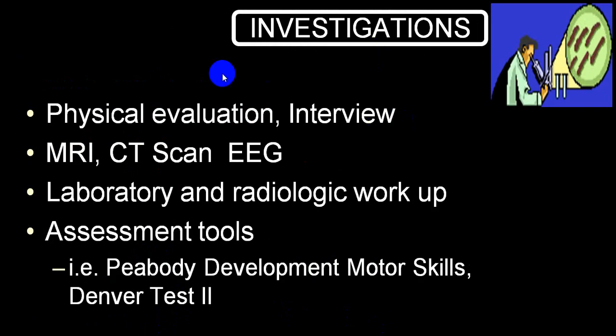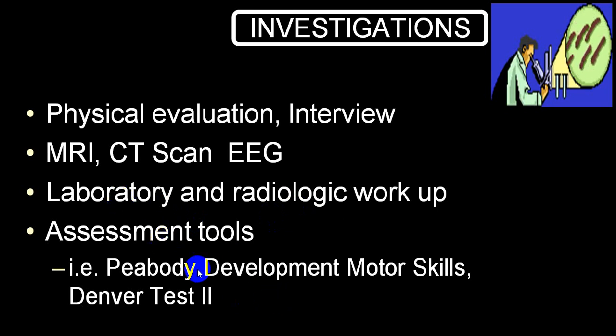As far as investigation is concerned, the most common investigation is a clinical examination, which is most helpful to put them into different groups, topographical and with involvement of which part of the brain. MRI and CT scan will help you to identify the area of involvement. EEG will tell you regarding involvement of the cerebral cortical region. Laboratory and radiological workup is usually not very beneficial, but to find out the metabolic groups, it may be helpful.